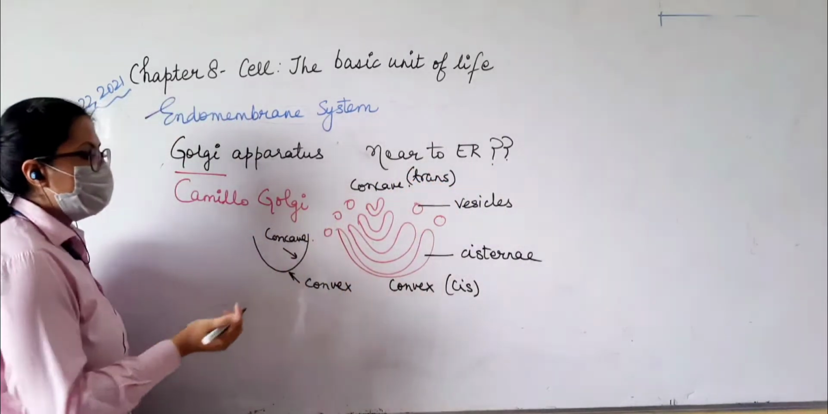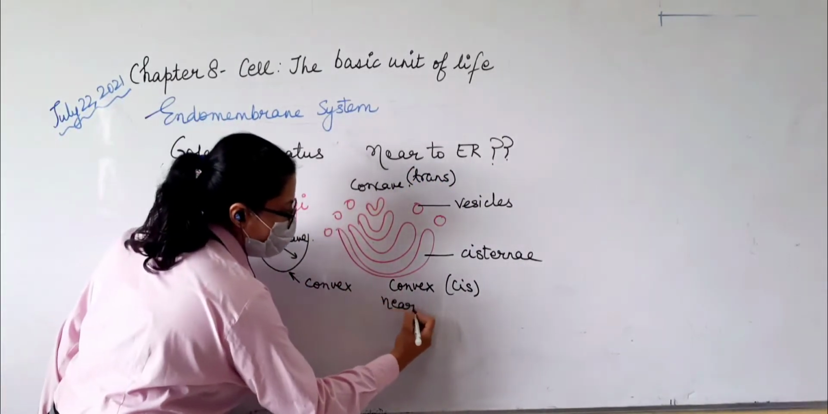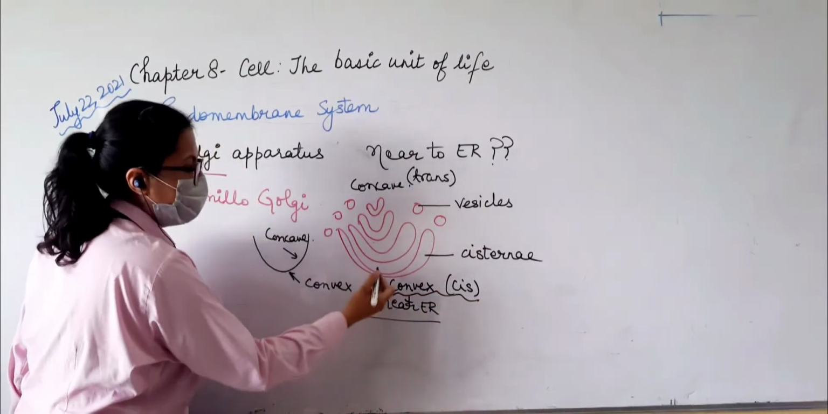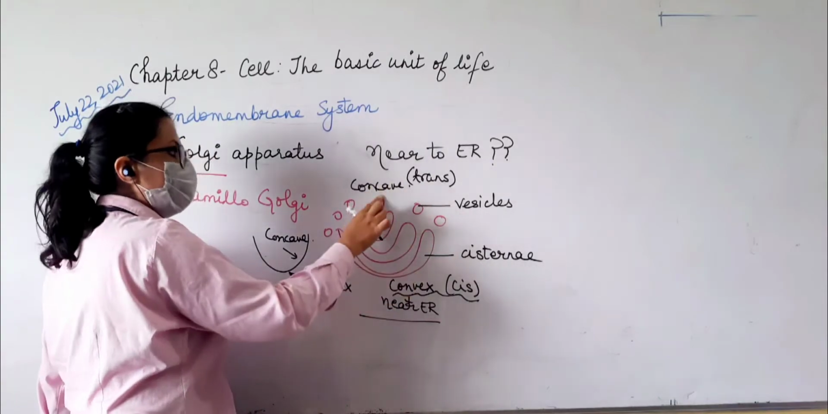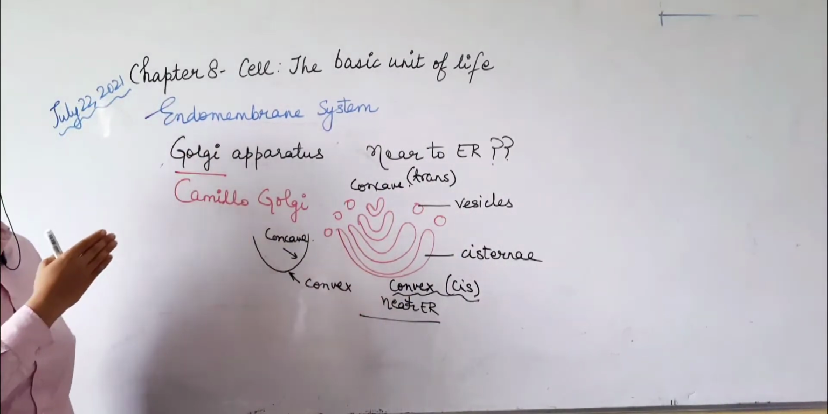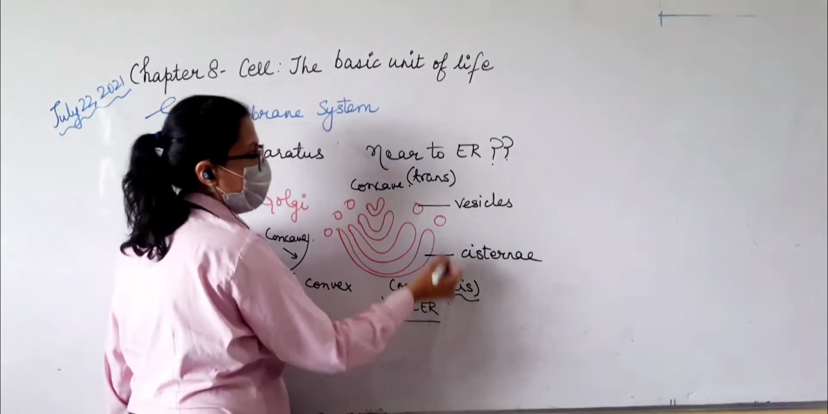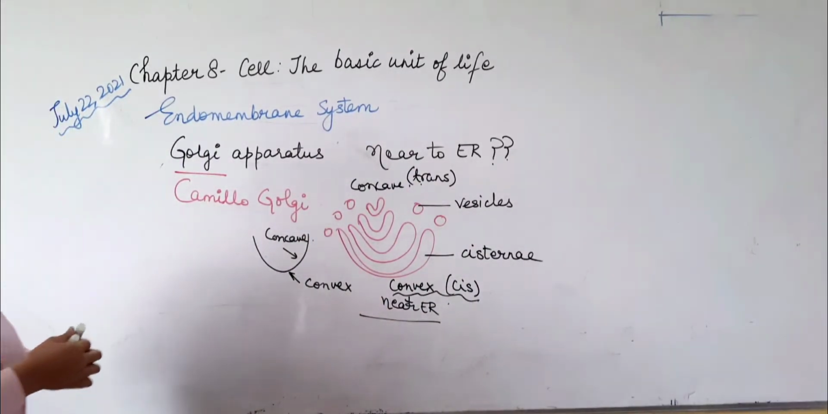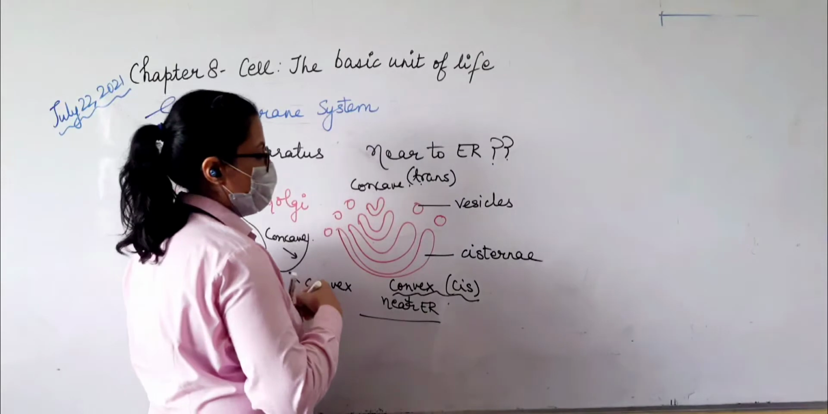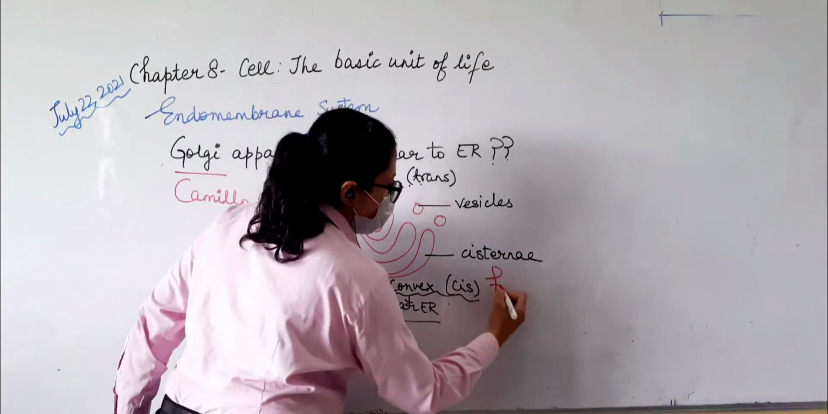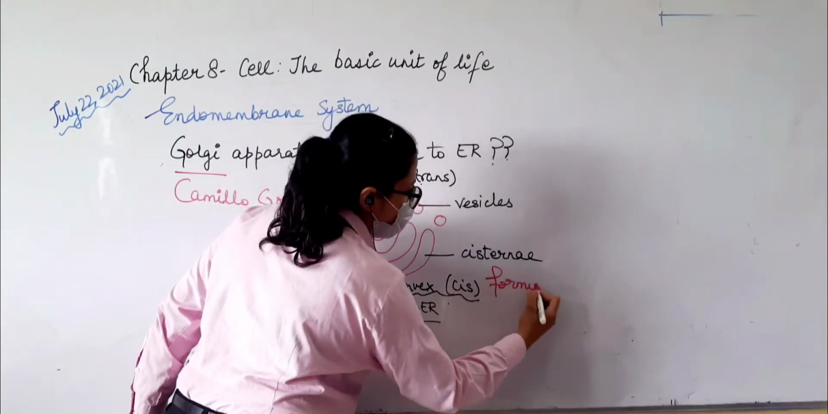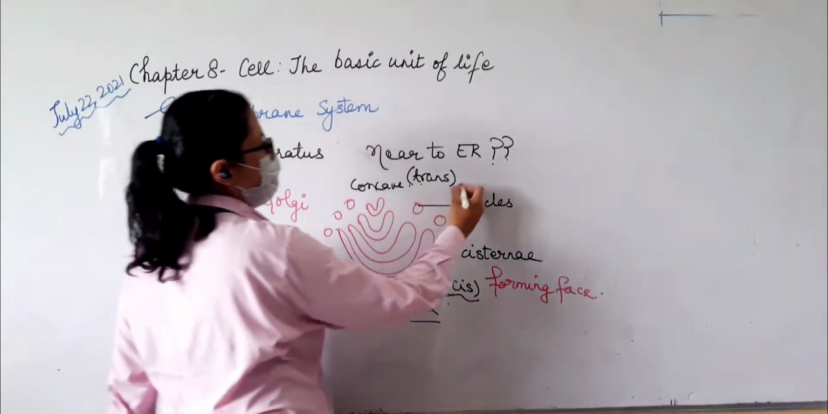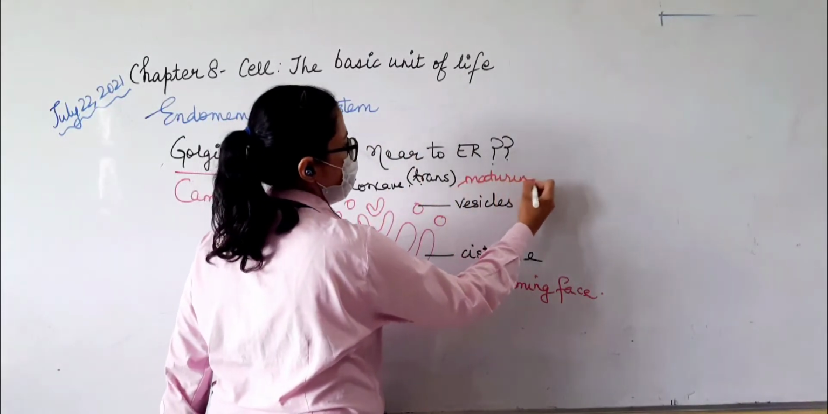Or in other words, this cis side is near to ER, and this side is away from ER. So that is why this is cis side and this is trans side. Now we can say there are two phases. This phase is called as the forming phase. And this is called as the maturing phase.